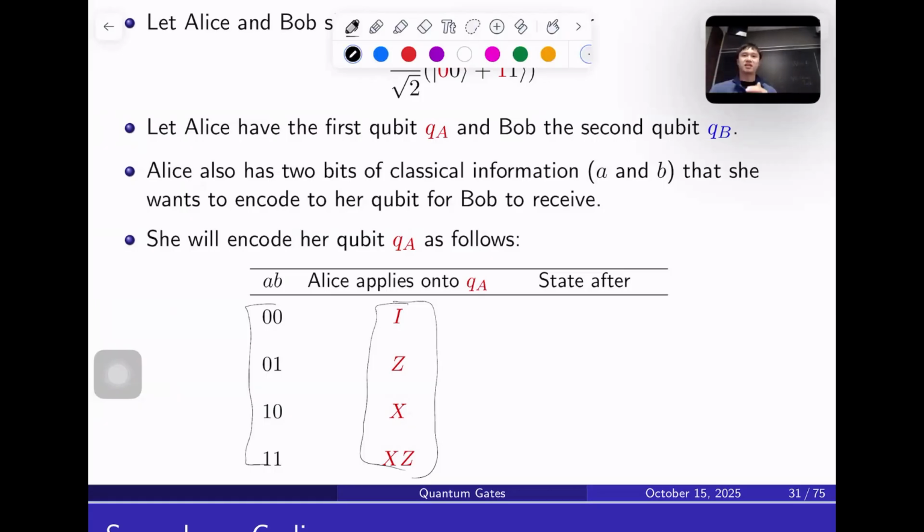Z does nothing to 0, but it multiplies the 1 by -1. And then XZ says that we do Z first and then we do X, because you read it from right to left. Does this make sense?